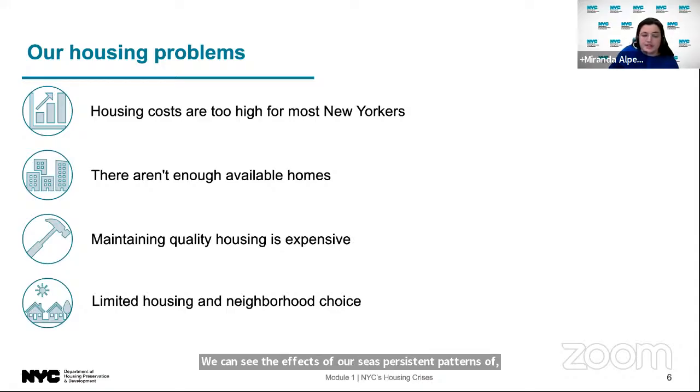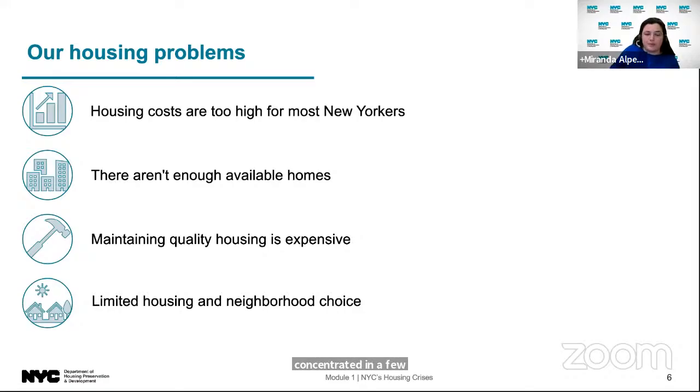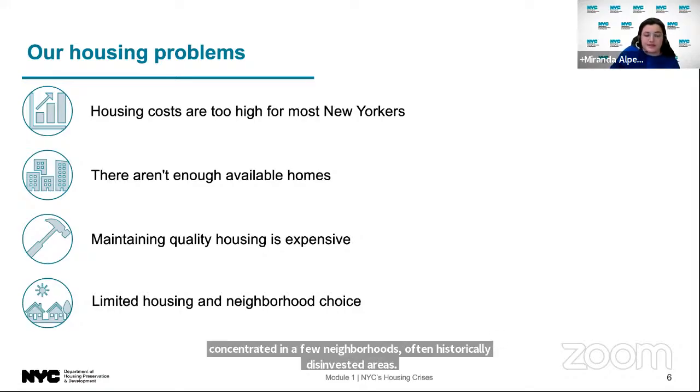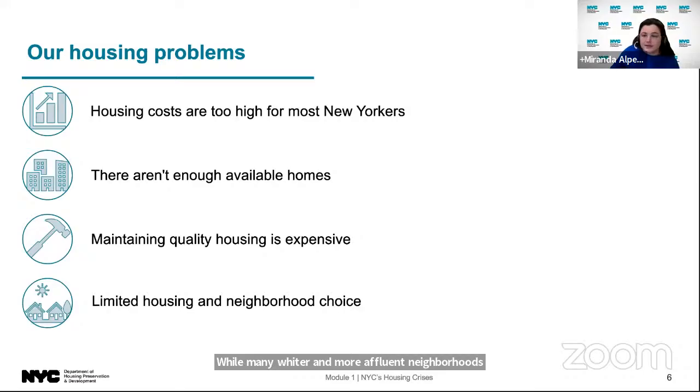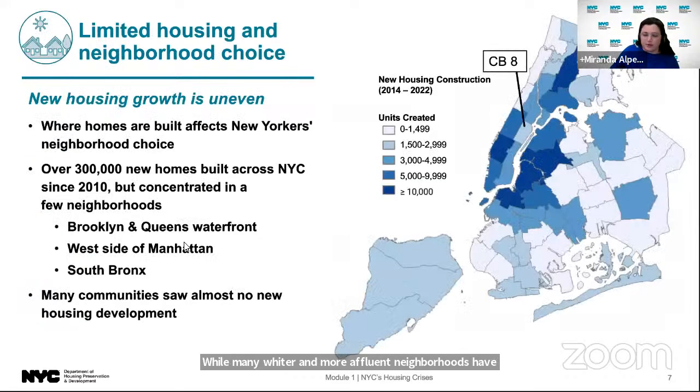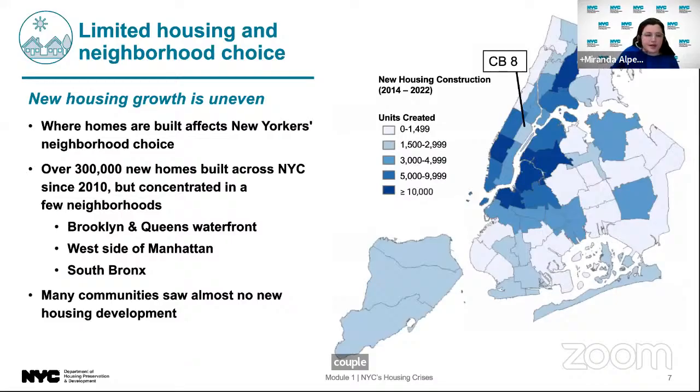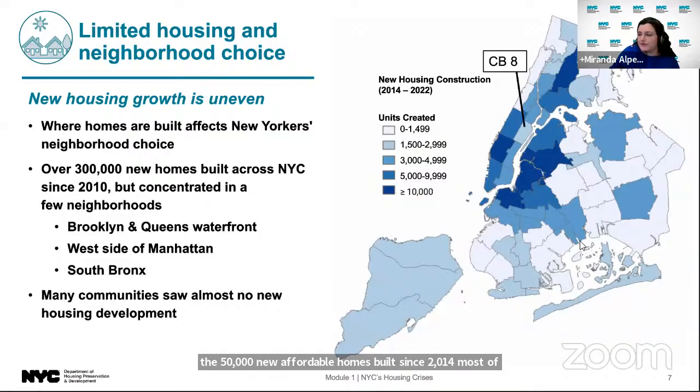For example, recent construction of new housing and affordable housing is concentrated in a few neighborhoods, often historically disinvested areas, while many whiter and more affluent neighborhoods have seen little to no new housing in decades. And we have a couple maps showing both new construction generally and affordable housing construction. We can get the sense from looking at this map that of the 50,000 new affordable homes built since 2014, most of the city's neighborhoods make up an insignificant part of that count.